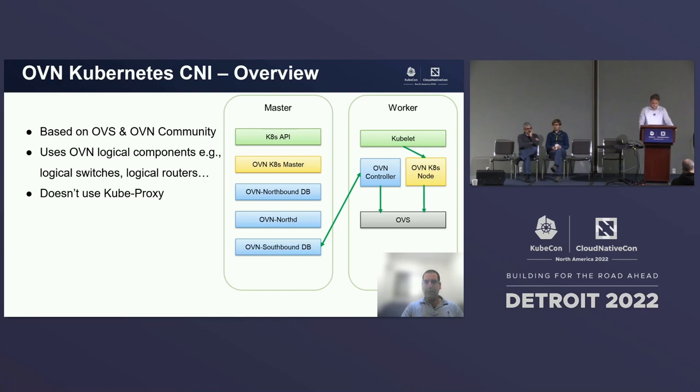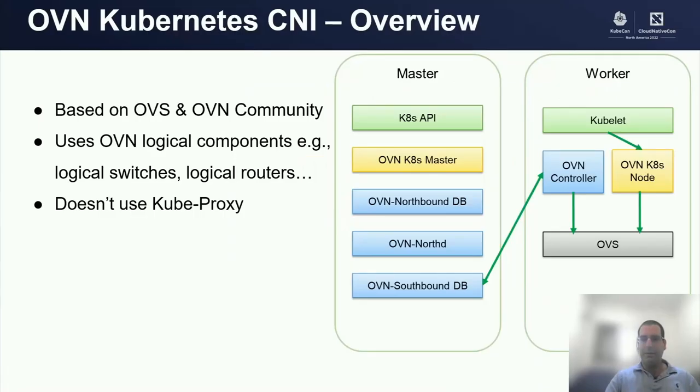Let's review the OVN Kubernetes components. We have the OVN Kubernetes master running on the master node, which watches the Kubernetes resources: pods, services, and network policies. On the right end, we have the worker node running OVN Kubernetes node, which does the net device plumbing to the pod and to the OVS. And we have OVN controller, which translates the OVN logical topology to the OVS OpenFlow pipeline.